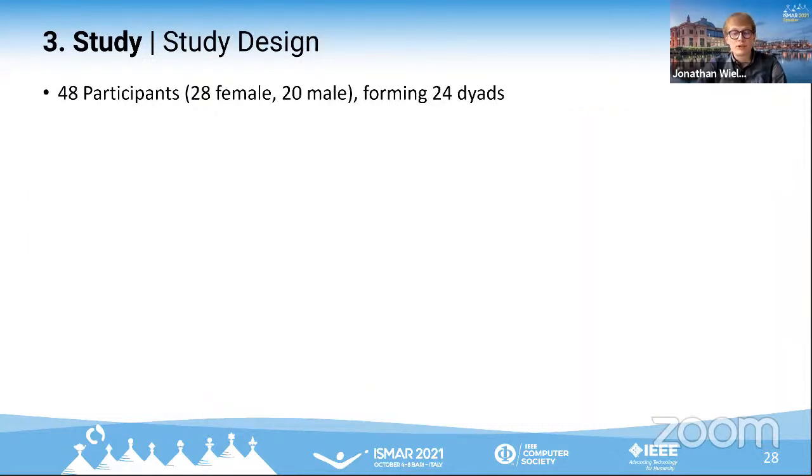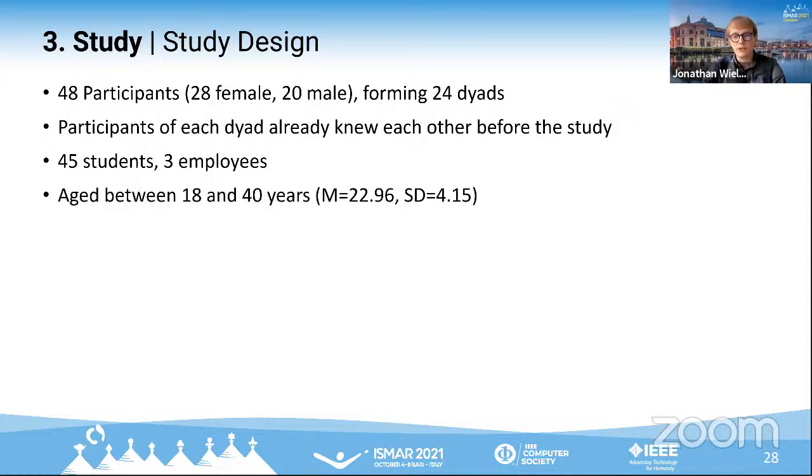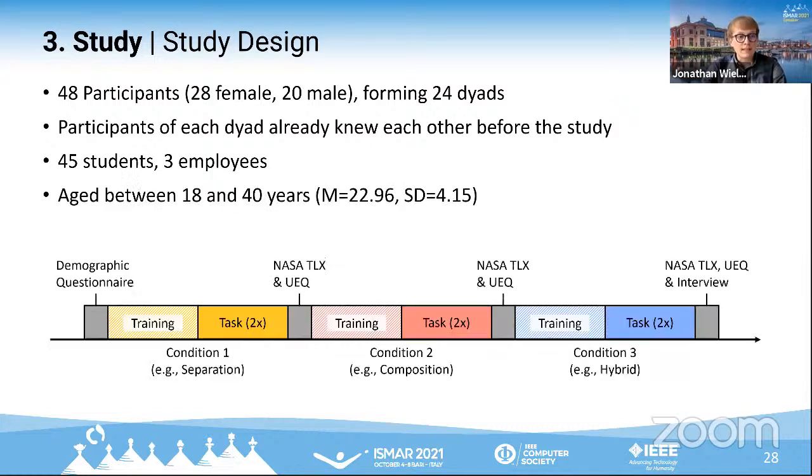For our study, we recruited 48 participants, which means we had 24 dyads. And since we recruited participants directly as dyads, the members of each dyad already knew each other before the study. The participants were mainly students from different disciplines and between 18 and 40 years old. We decided on a within subjects design, which means that each dyad worked with all 3 techniques in a counterbalanced order. For each technique, participants had a short training phase and then completed the actual task twice. We decided for these 2 consecutive passes per technique to identify intended learning effects within each condition.